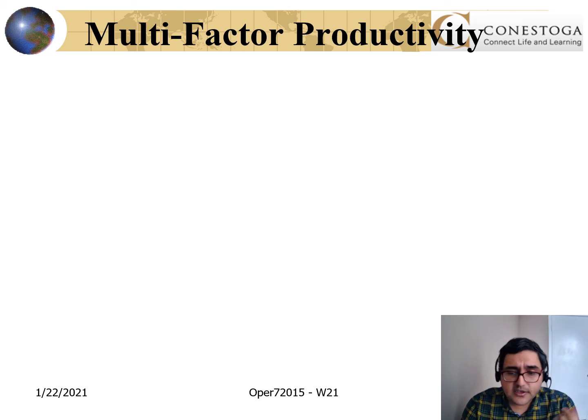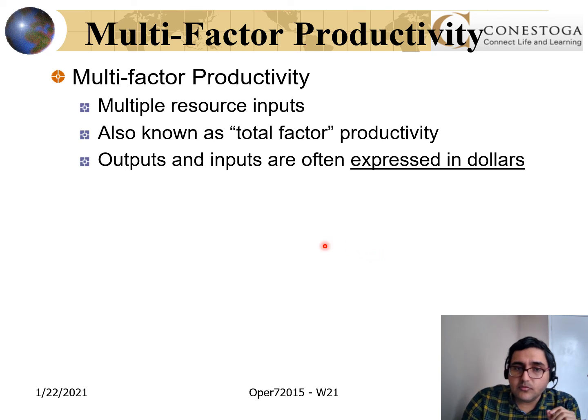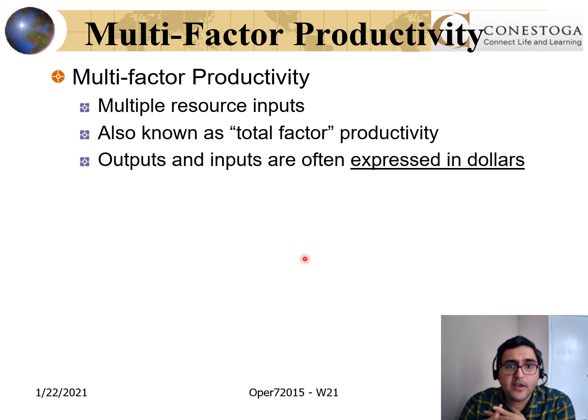Now, say we are not going to do numerical examples for multi-factor productivity, but understand if my interest is to find out the productivity with respect to the various factors, such as in the previous example, labor, raw material, energy, and so on. So we now have multiple resources in this case. We are interested in trying to find out what is the total productivity.